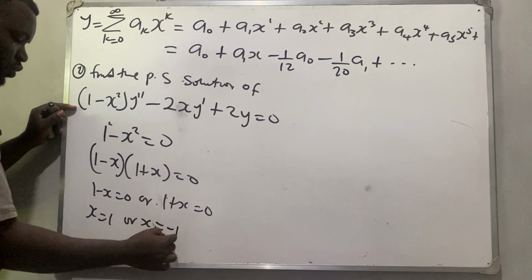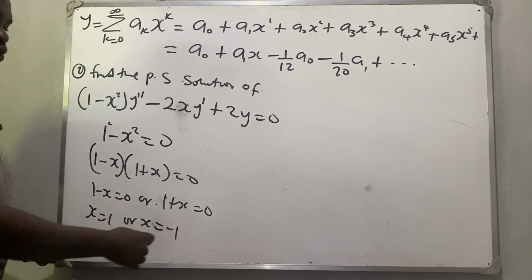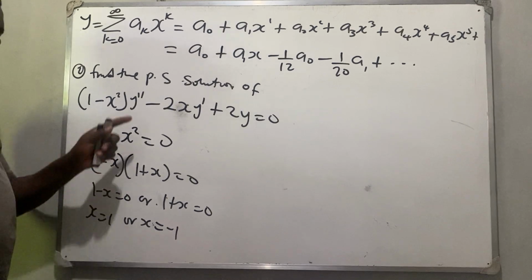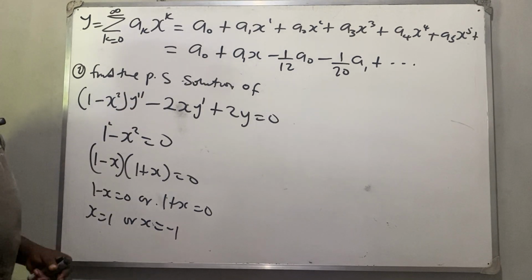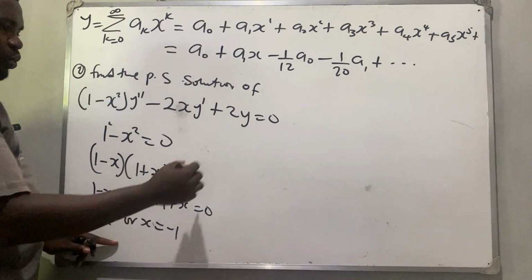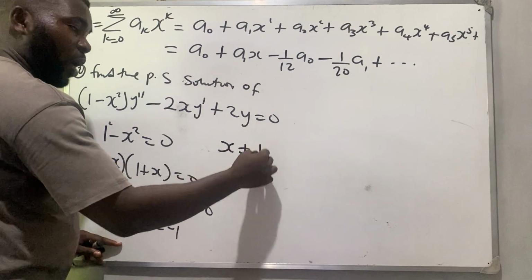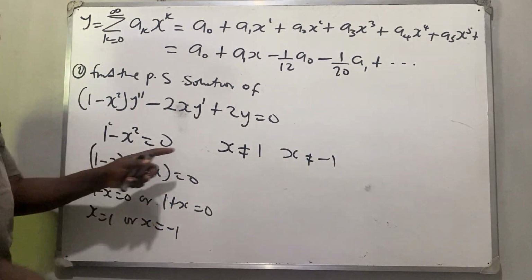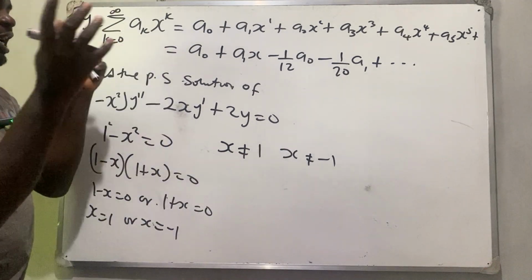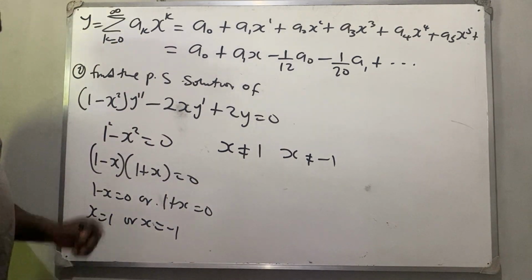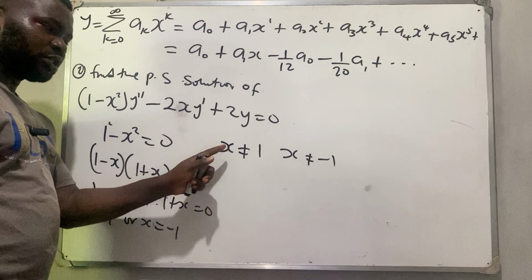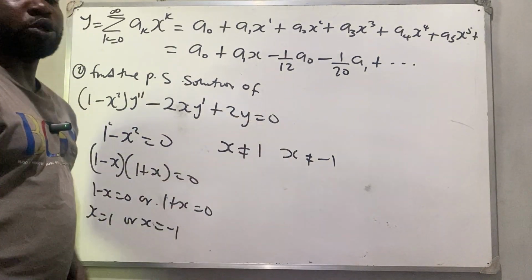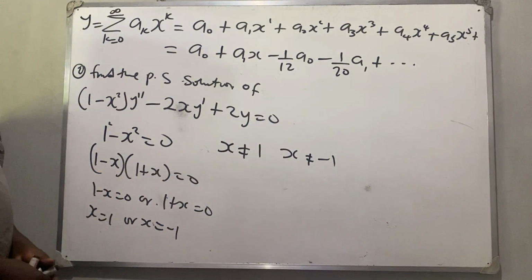So x is equal to 1 and x is equal to minus 1 are the singular points of this differential equation. So the ordinary points of this differential equation will now be x not equal to 1 and x not equal to minus 1. So every other point except these two are all ordinary points of this differential equation. So the only singular points of this differential equation are x equal to 1 and x equal to minus 1. So that is just how to find ordinary points and singular points of a differential equation.